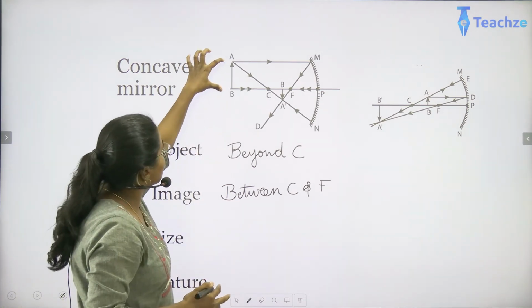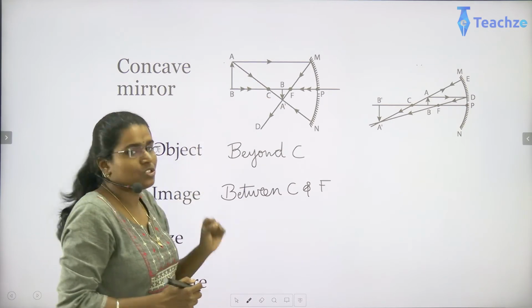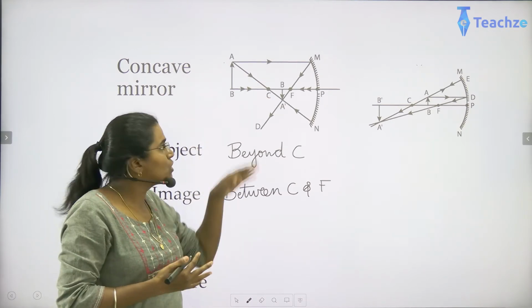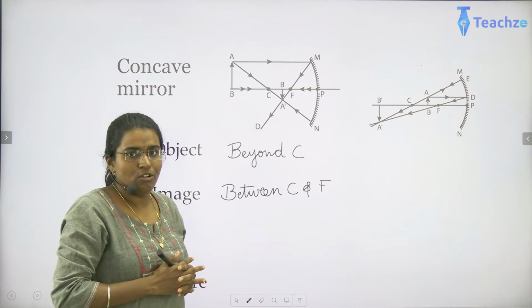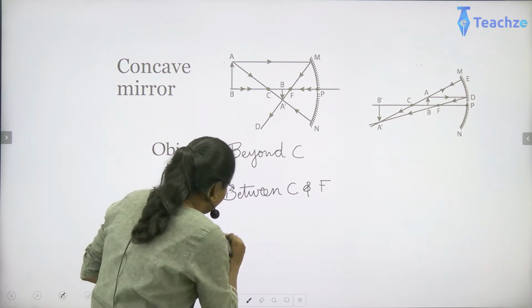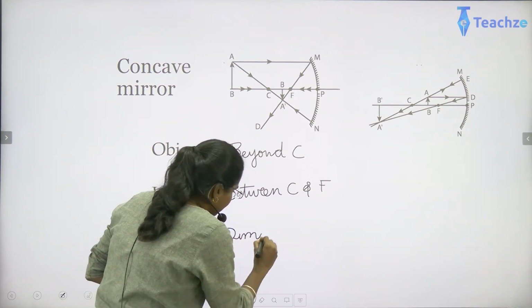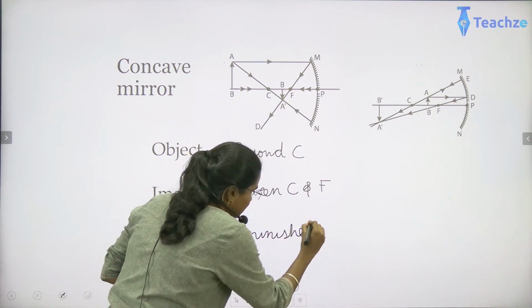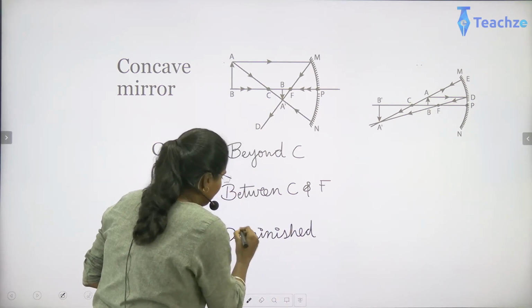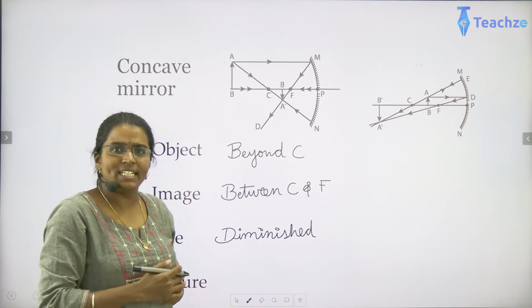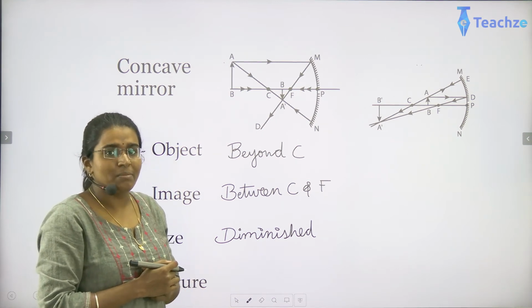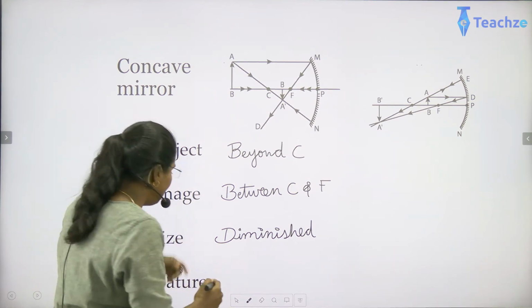So what is the size of my object and what is the size of my image? It has gone down, it has been reduced. So it is just diminished. What is the nature of the image? Real and inverted.